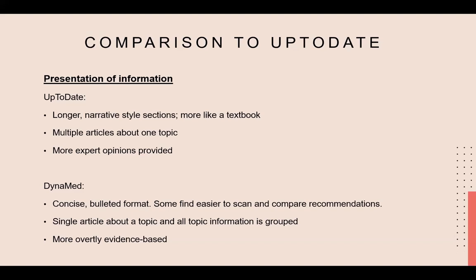In DynaMed, as we saw with the article that we looked at, it's a little more concise, bulleted outline format. It's meant to be scanned, and it's easier to compare the recommendations. So users have reported that they do like that approach from DynaMed of the way it's presented. Usually you'll see a single article about a topic and all the topic information is grouped together. I think that new collection view even does a better job of that. So if you really don't know where to start, you get that view and you can see all your options and then decide where you want to dig a little deeper.